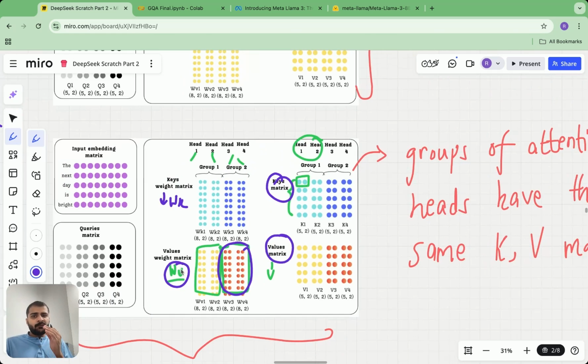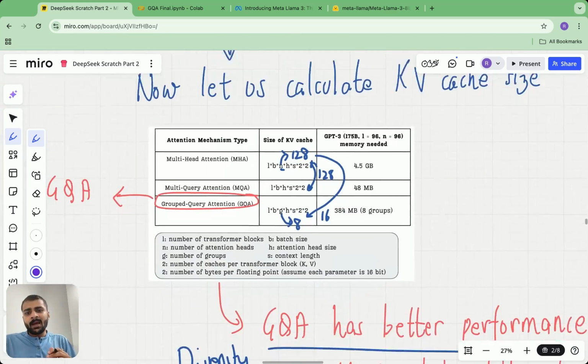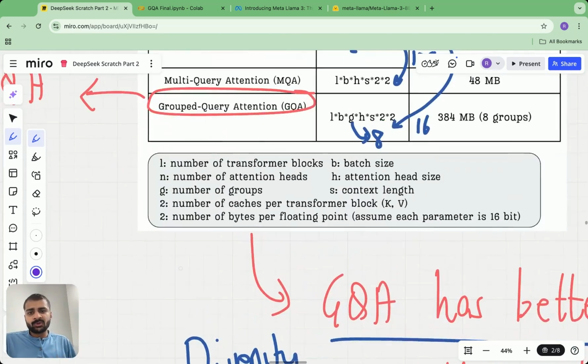So the advantage of grouped query attention over multi-query attention is that we are not saying that all heads will share the same thing. We are creating groups. So in terms of capturing diversity, it's better. And then there is also a trade-off with respect to size.